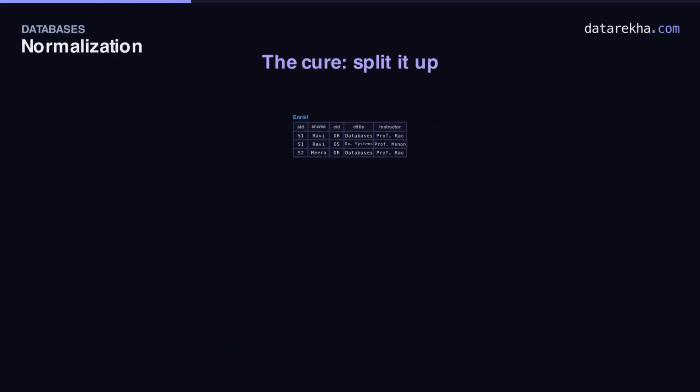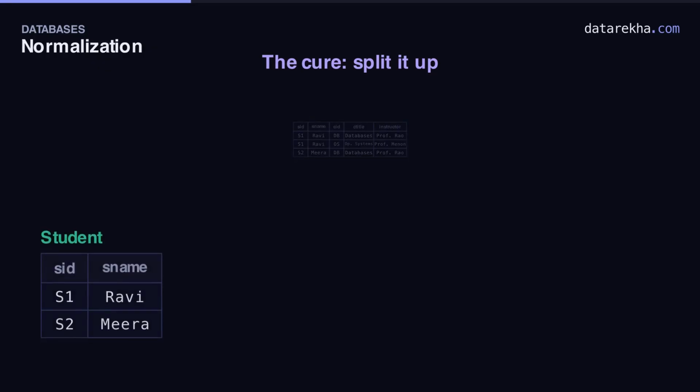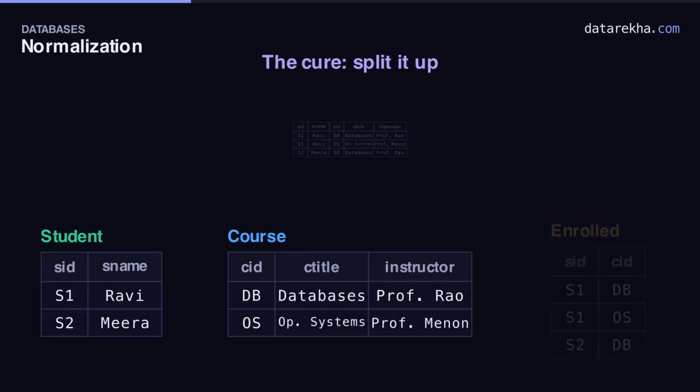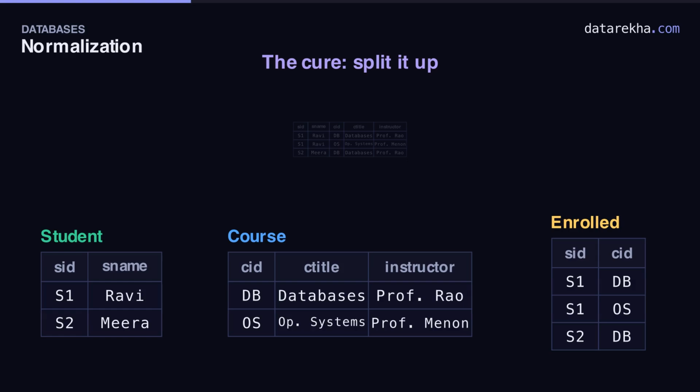Here's the cure. Take the wide table and split it along its dependencies into smaller ones, each about a single thing. The student's facts go into a student table, keyed by student ID. The course's facts go into a course table, keyed by course ID. And who took what shrinks to a lean enrolled table, just the two IDs that link them. Now every fact sits in one spot. Databases and Professor Rao appear once, in course.